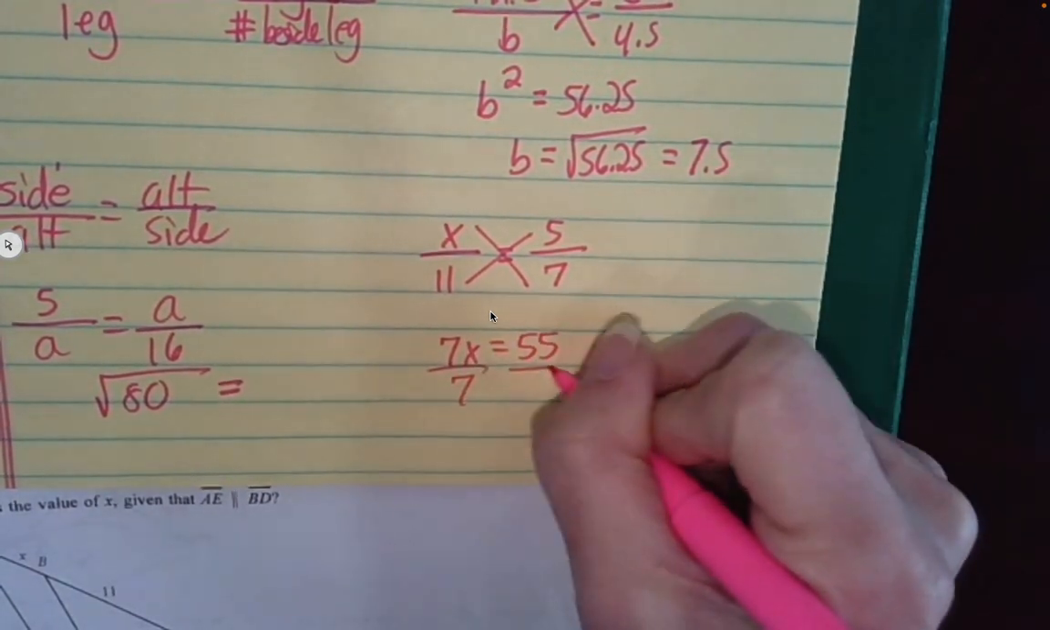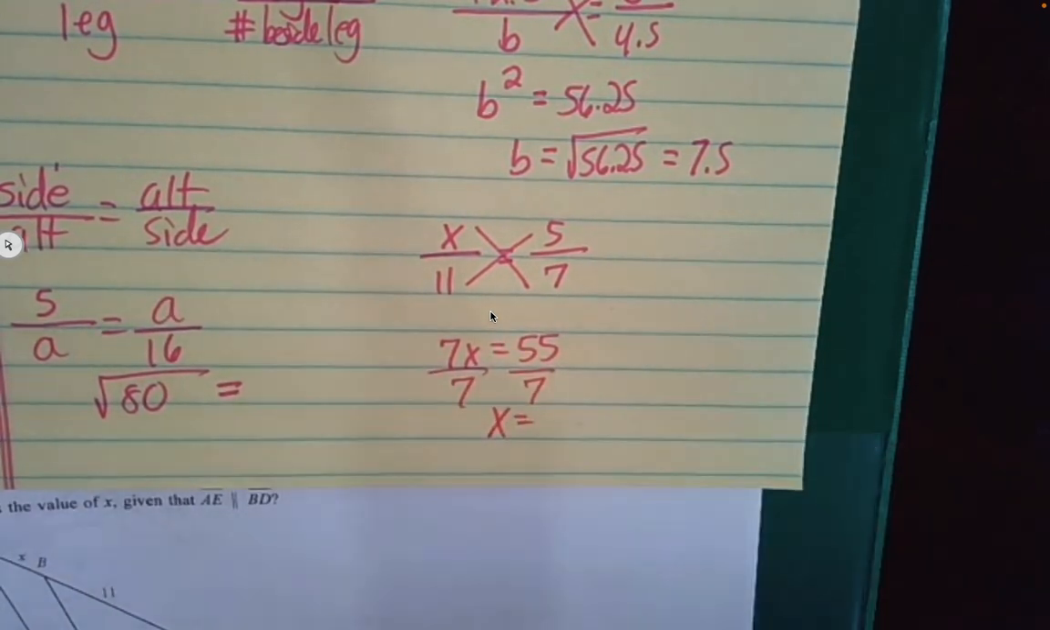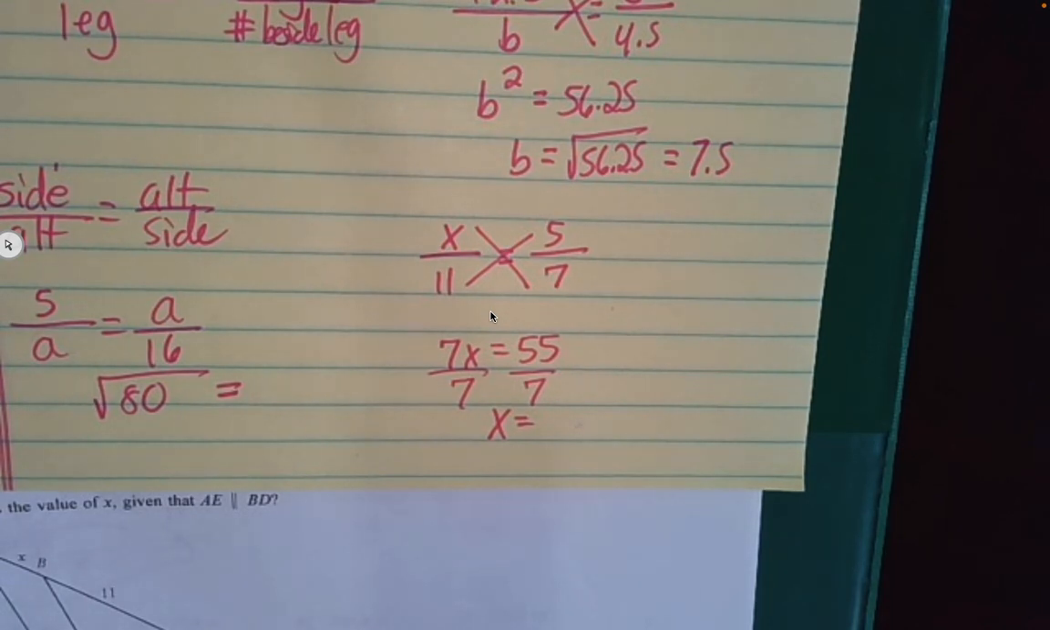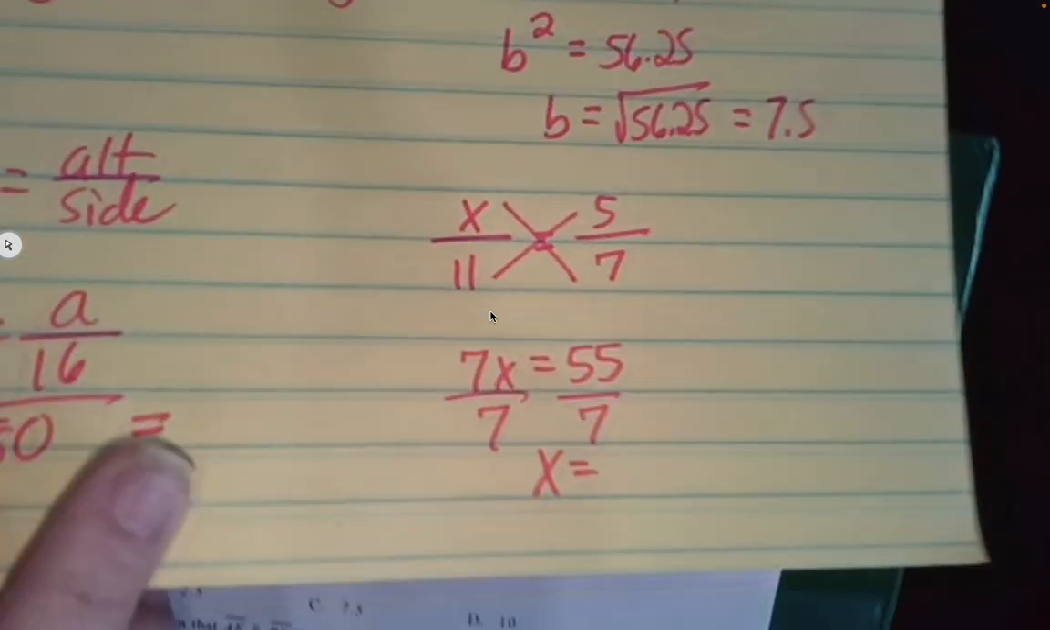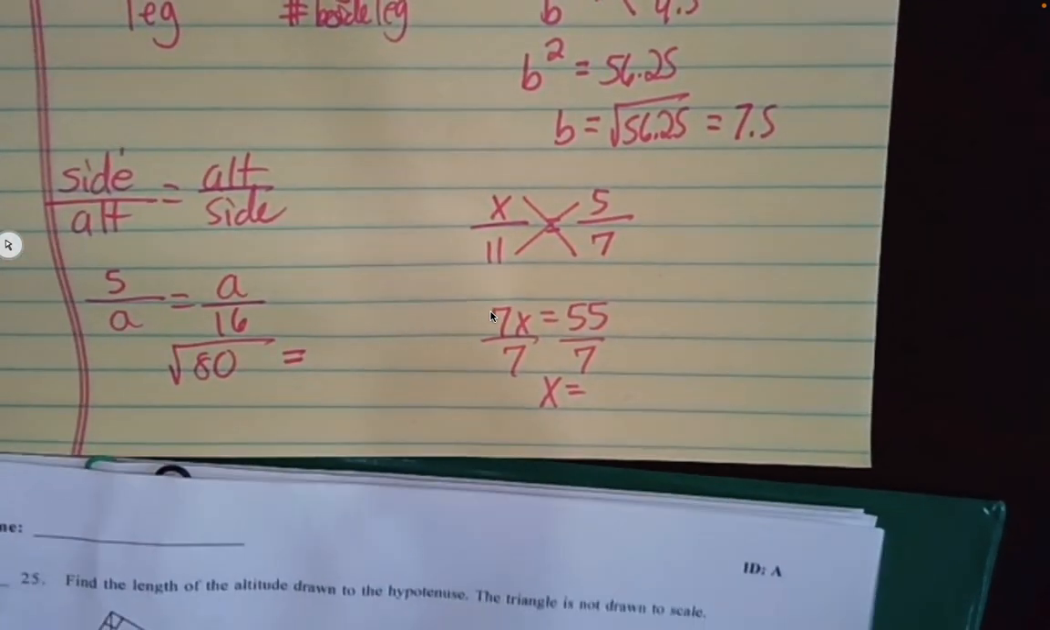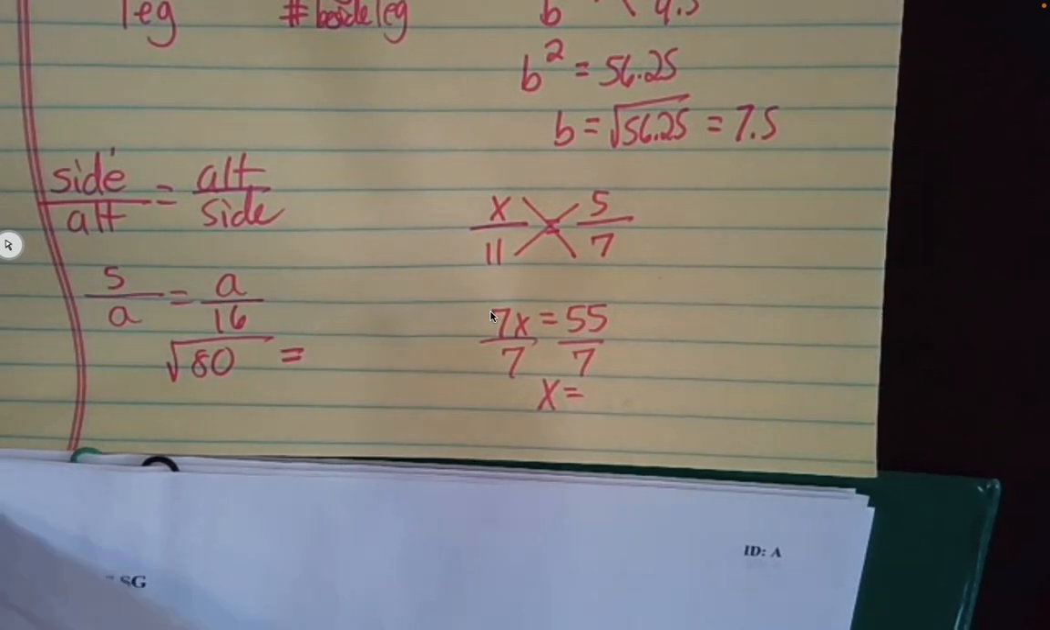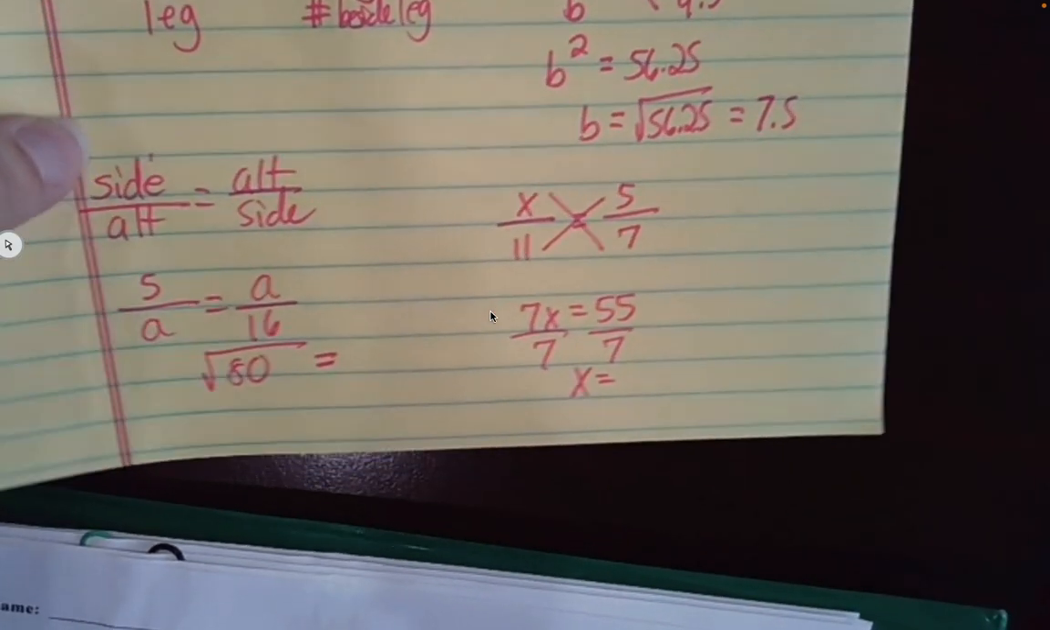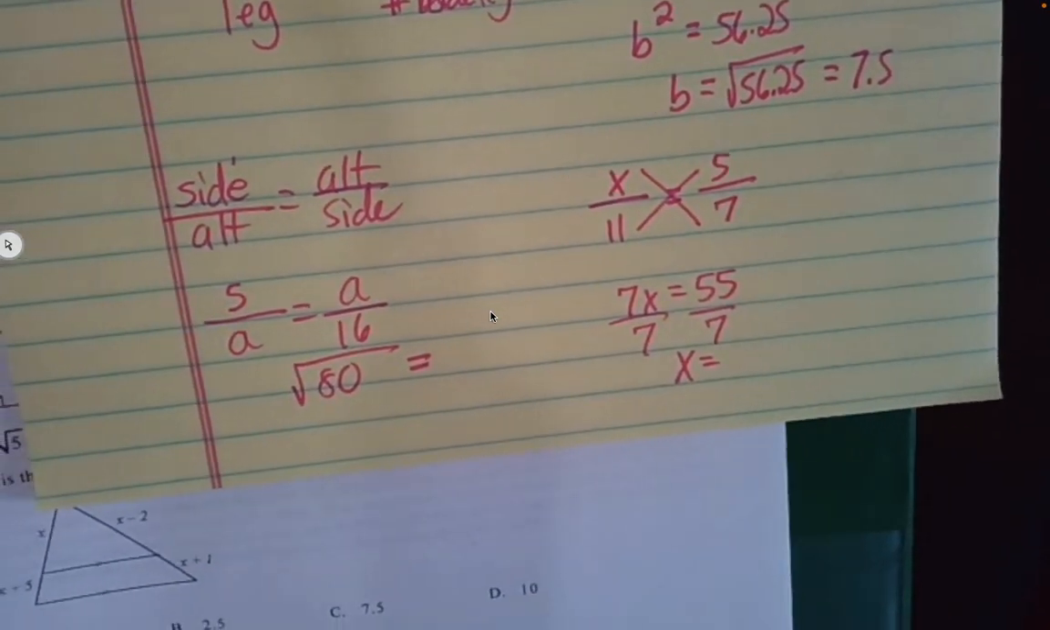Divide by 7. And x equals... wait. 7.9 really. Let me see what they got. That's 27. Oh, they got, yeah, a fraction. But yeah, 7.9. We'll just say that. 7.9.